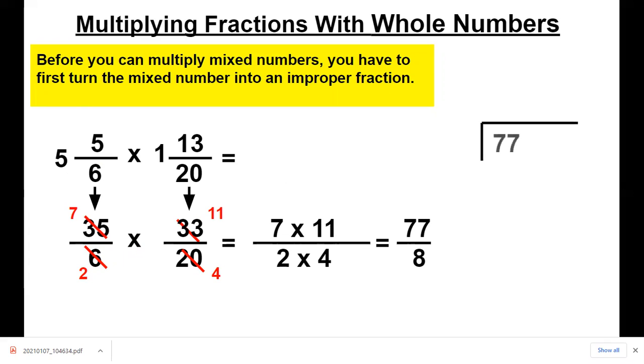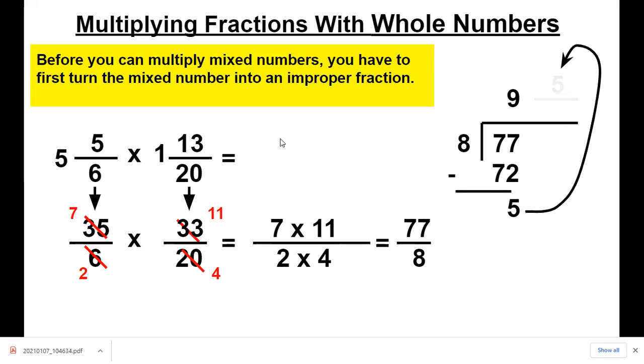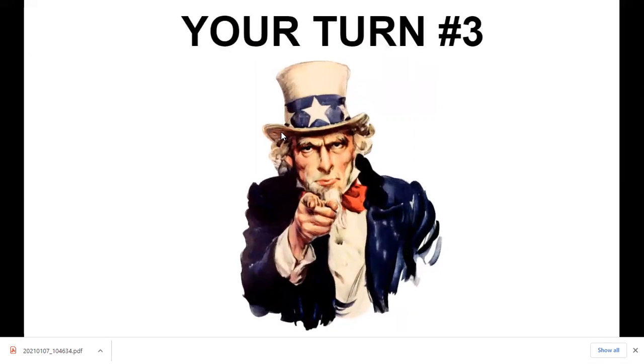So 77 on the inside, 8 on the outside. How many 8s go into 77? 9, right? 9 times 8 is 72. I subtract. I get 5 as my remainder. What do I do with my remainder? I bring it up to the top, and my bottom number stays an 8. So my answer is 9 5/8. Okay, you get to try some mixed number multiplication.